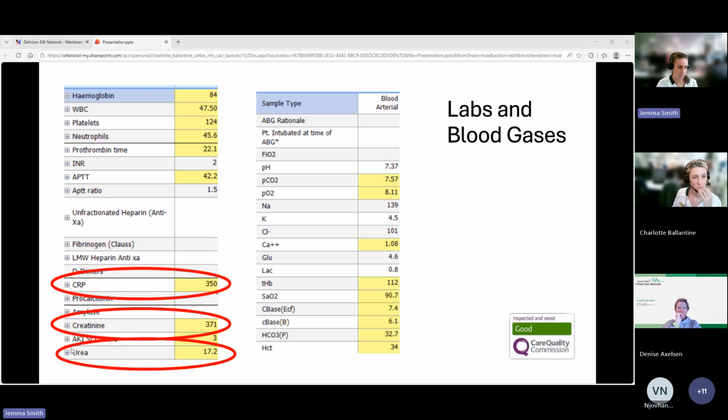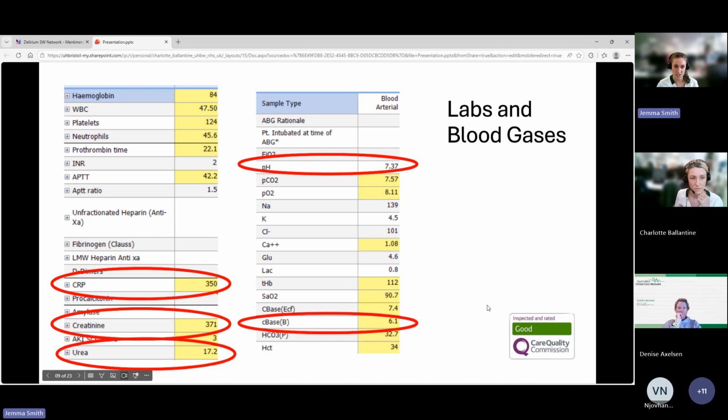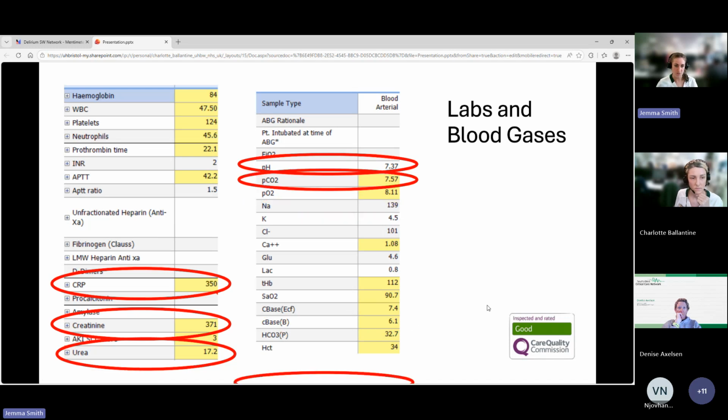When we're looking at ABGs here, we're thinking mostly about our pH, our PCO2, and our bicarb, our HCO3.